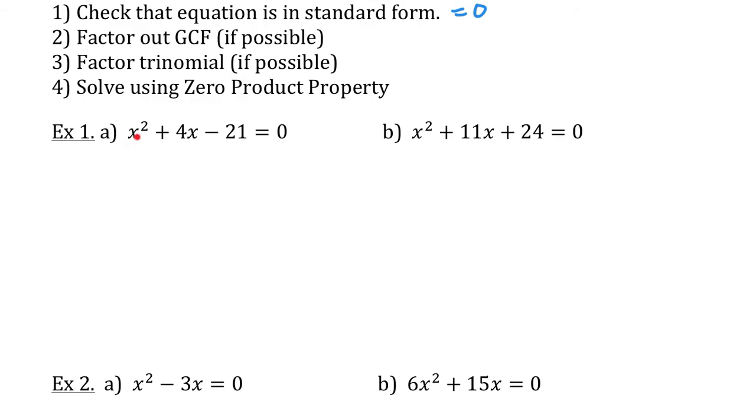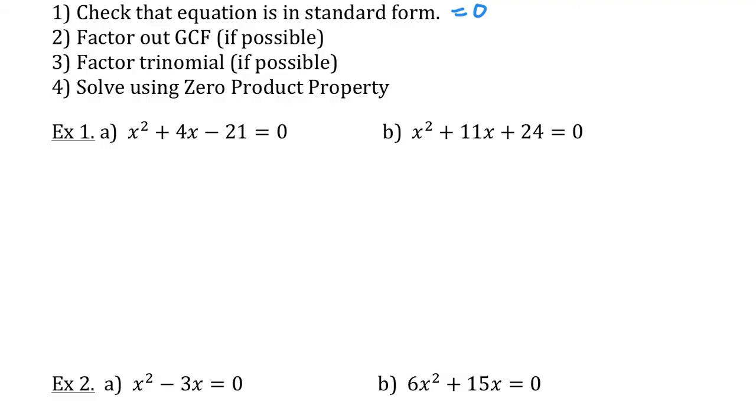Let's see. It's highest degree to lowest. It does equal 0, which means it's in standard form already. So I'm going to go ahead and check and see if they have a greatest common factor. Okay, the x squared doesn't have a coefficient, so I'm not going to check the coefficients. But this is x squared, this is 4x, and this is 21. The 21 does not have an x, so there is no greatest common factor. Okay, so I'm going to go ahead and factor the trinomial.